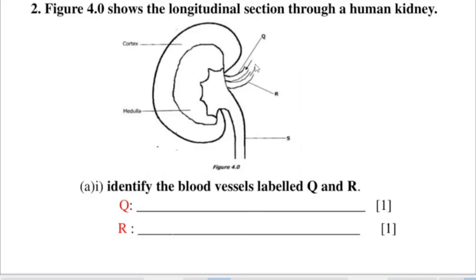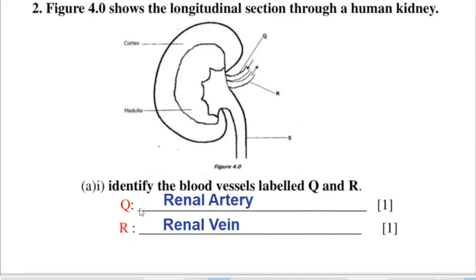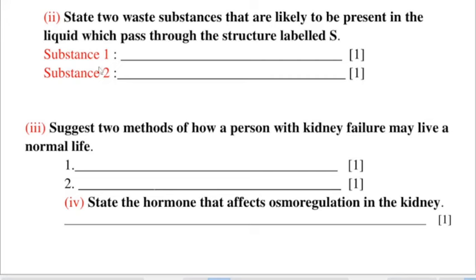Then right here where we can see an arrow going outside, there we have the renal vein, which is connected to the vena cava. The renal vein takes deoxygenated blood away from the kidneys towards the vena cava. So we have said blood vessel Q is the renal artery, and blood vessel R is the renal vein.